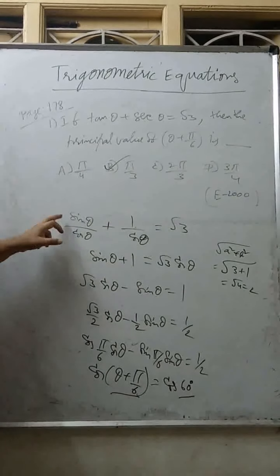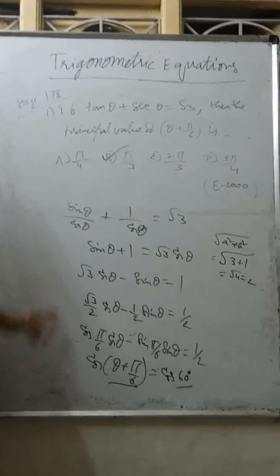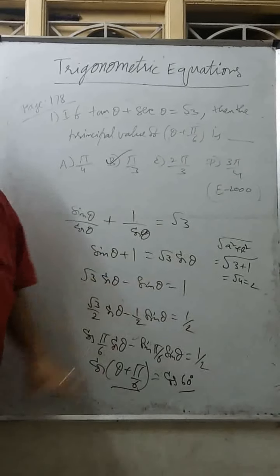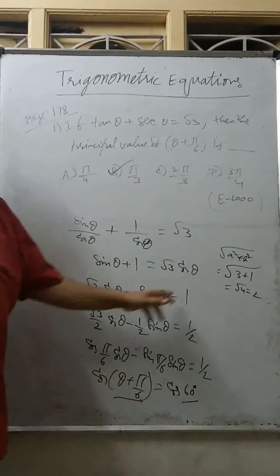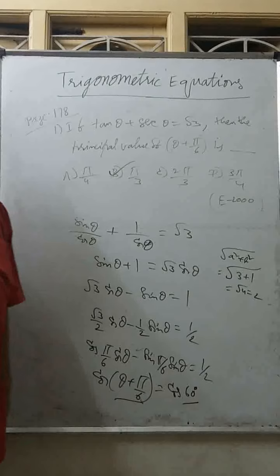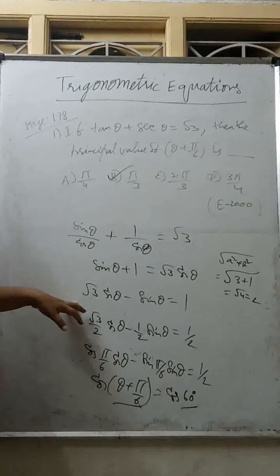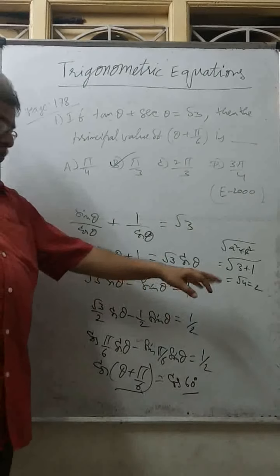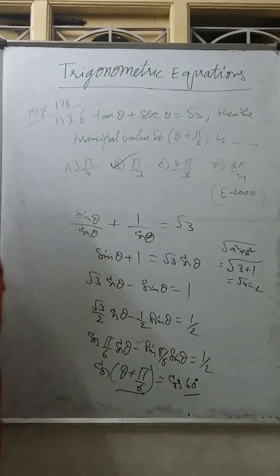I am writing tan theta is sin theta by cos theta, and secant theta is 1 by cos theta. Taking the LCM to that side, so sin theta plus 1 equal to √3 cos theta. Now sin theta to that side: √3 cos theta minus sin theta equal to 1. After that, this is in the form of a cos theta plus b sin theta equal to C. Whenever you come across this type of problem, I told you to divide by root of a square plus b square. That is root of 4, means 2. So √3 by 2 cos theta minus 1 by 2 sin theta equal to 1 by 2, because I am dividing by 2.